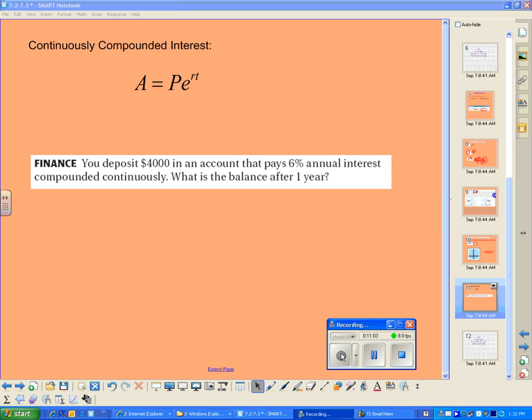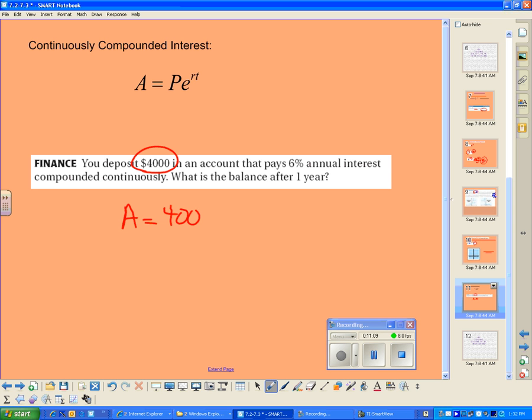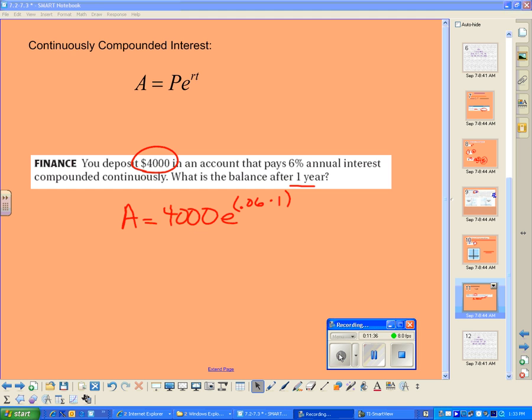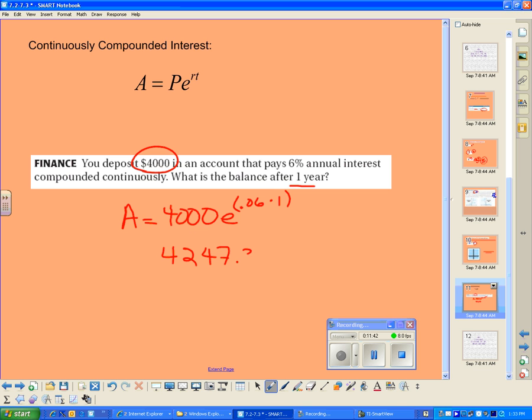So if we were trying to figure out what our balance would be, our amount would be $4,000 for our principal times E to the rate. What would the rate be? 0.06. And then after 1 year, so times 1. Now, the 1 isn't going to have any effect on it in this case. But let's say it was something other than 1. It was 2 years or 3 years. We'd have to make sure we put that in parentheses. You guys figure it out. Make sure you round.